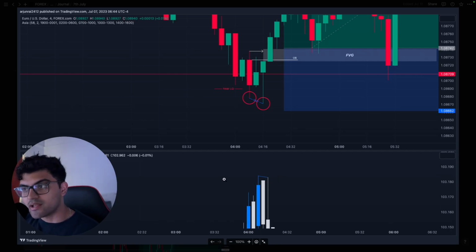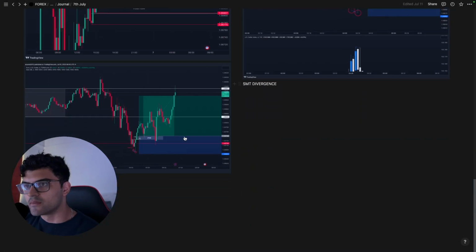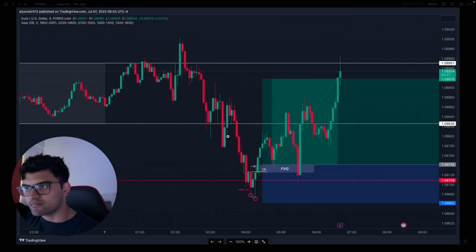But what does it do? A lower high, right? So there's that crack in correlation that I'm telling you about. And this just gives your trade a higher chance of playing out, and I believe this was a winner. Yeah, there's the SMT, and it just gives that higher chance of the trade playing out.